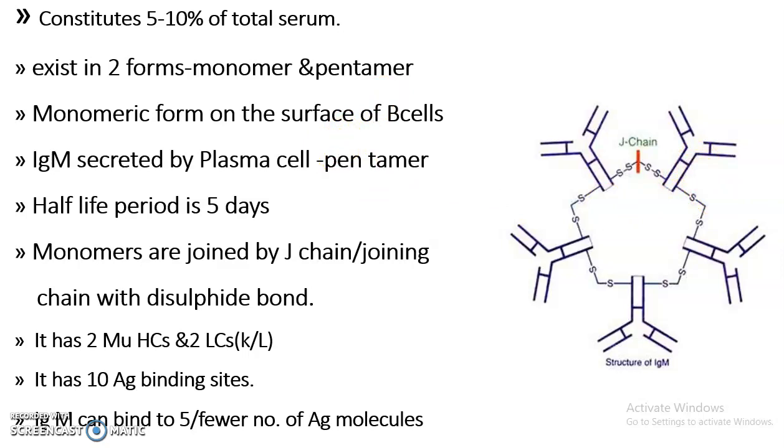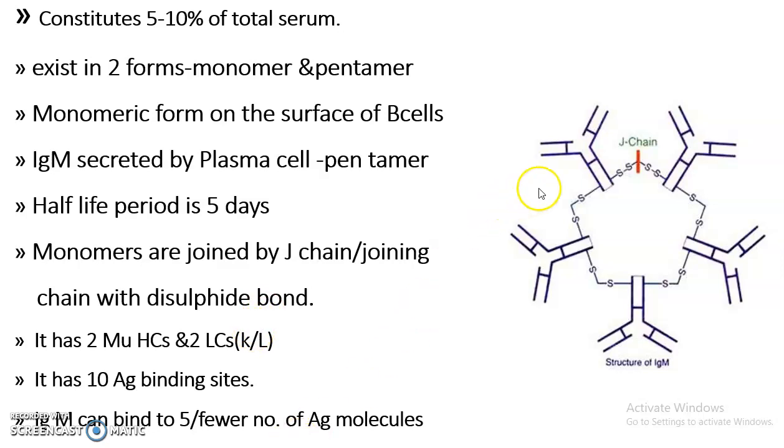IgM, it is secreted by plasma cells mainly as pentamers. And the monomeric forms of IgM is present on the surface of B cell and it acts as B cell marker. Half-life period of IgM is 5 days. It has two mu chains, that is mu heavy chains, and two light chains, either kappa or lambda.